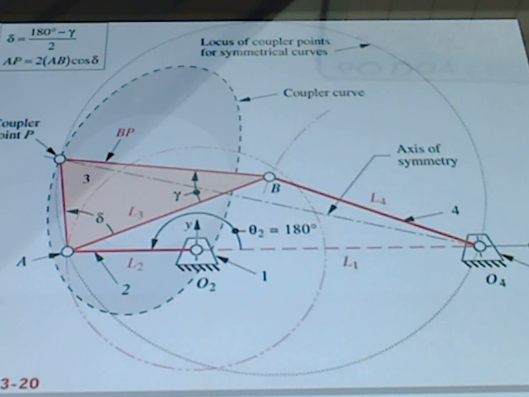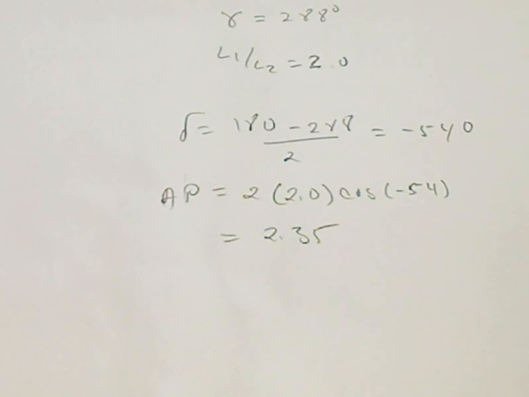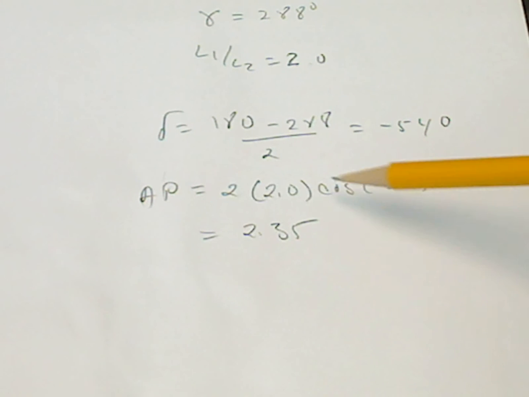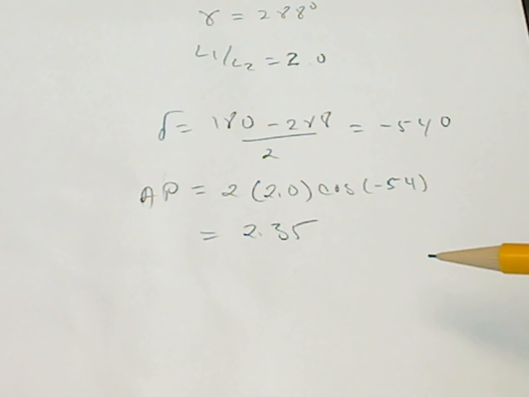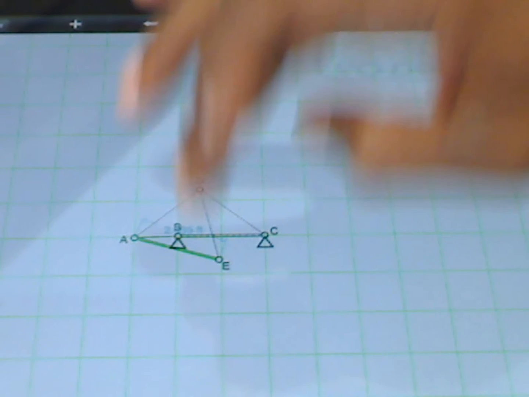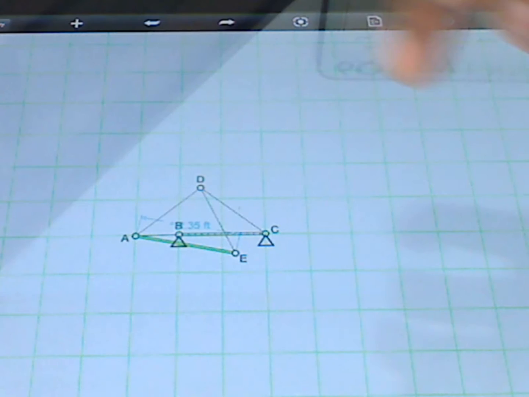And so I get 2.35 for my AP. Just to show you what that calculation looks like, first we calculated our delta, we got negative 54, and then we calculated our AP and we get 2.35. That's enough for me to go back to my drawing, focus in on my AP, and set that value equal to 2.35. Okay, so now we have the correct value there, and we're just about ready to draw.